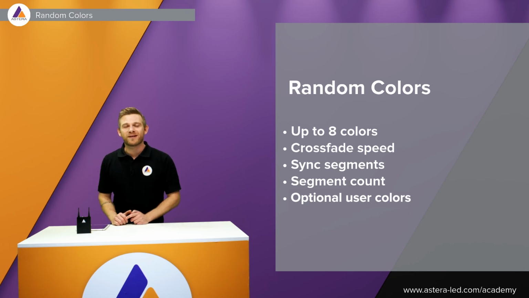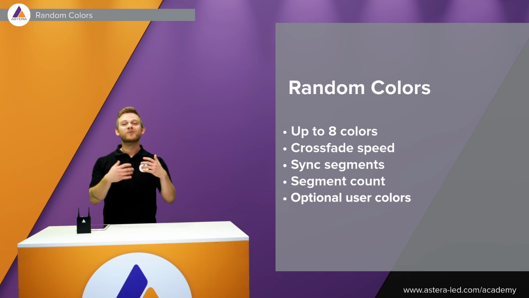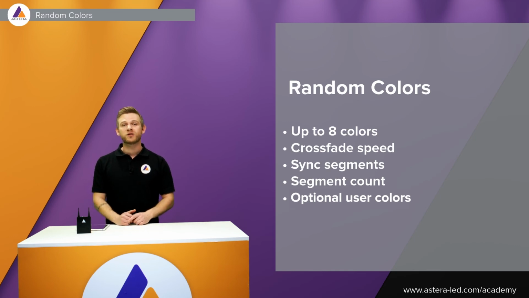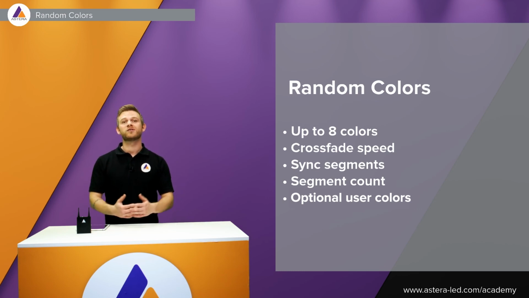When creating random colors, there is a lot of effect parameters you can adjust to make it look even better or to the specific production you are doing. You can add up to maximum of 8 colors, adjust the crossfade speed to make them more smooth when they change the colors in between each other. You can also sync the segments so the segments change colors at the same time. Of course, you can add the segment count, so simply just have more fields or segments with colors, and you can use your own colors if you are not happy with the ones we have defined in the app already.